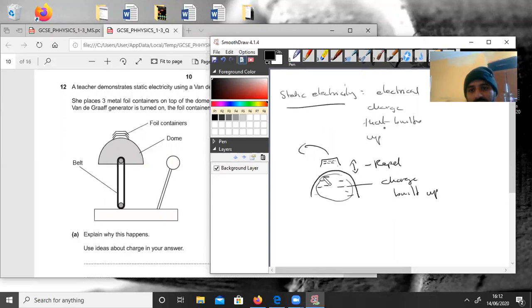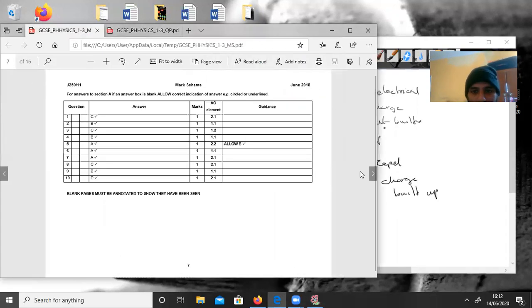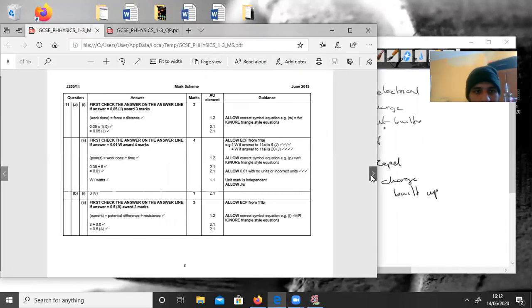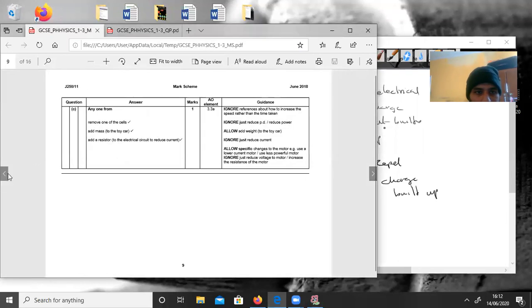So charge builds up here. There's a charge over here of electrons, and then they push each other. If we look at your mark scheme, we can see how to explain it now. Let's go to question number 12.